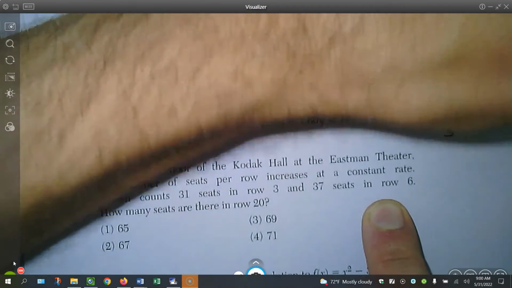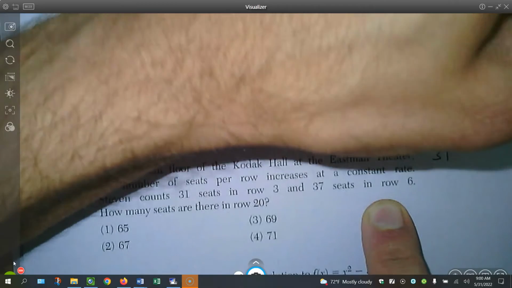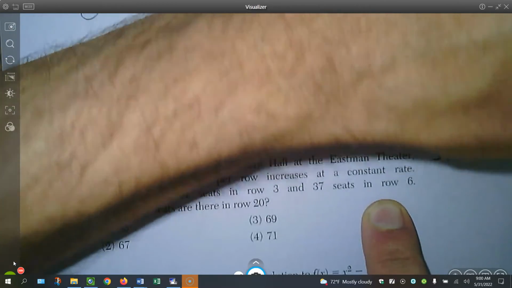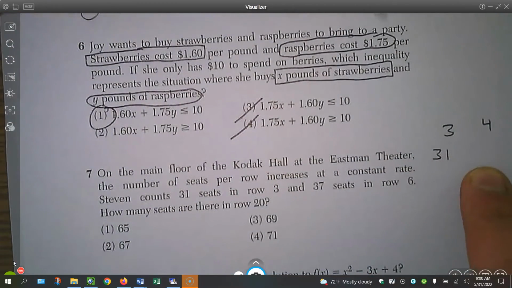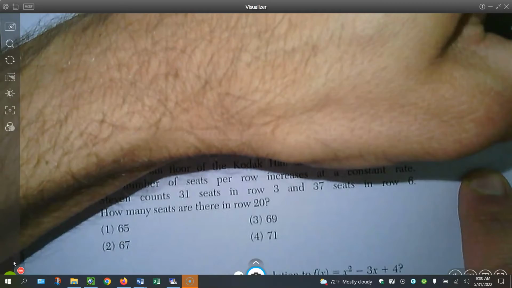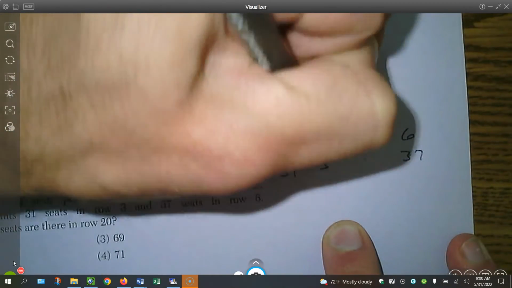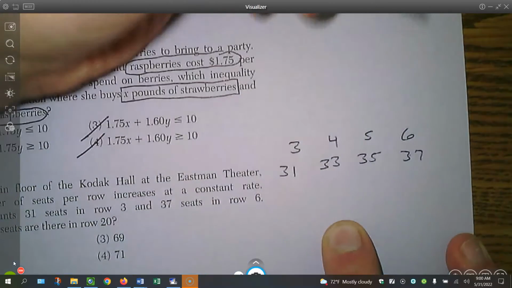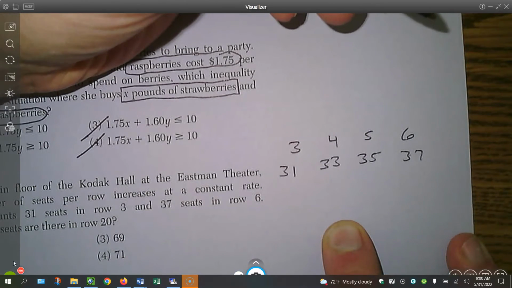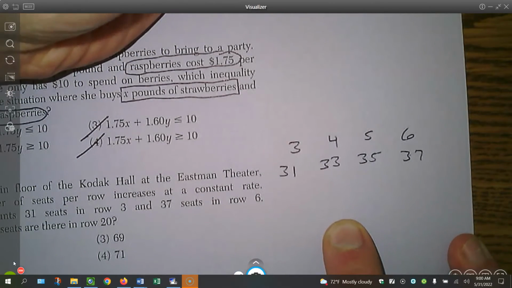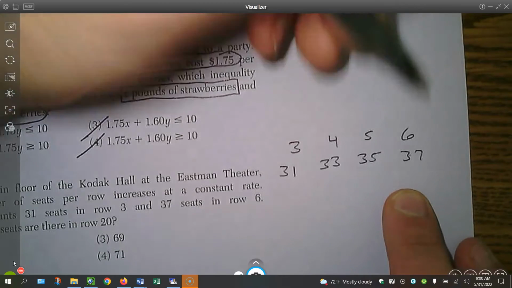So row 3, row 6, there was 31, and there's 37. So if I just start thinking about what we're going up by, if we're going up by ones, it would be 32, 33, 34. That's not enough. If I go by twos, this would be 33, 35. So I'm adding 2 every time. So honestly, the easiest way on this one is just to keep adding 2.